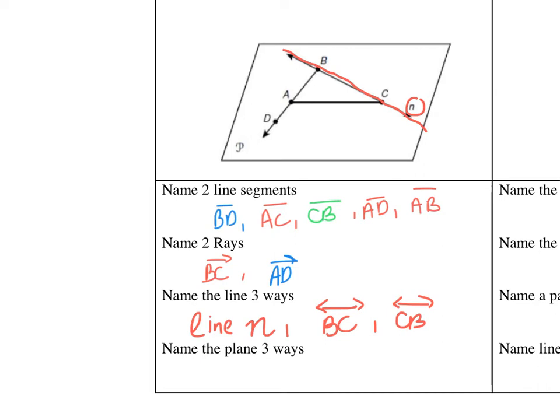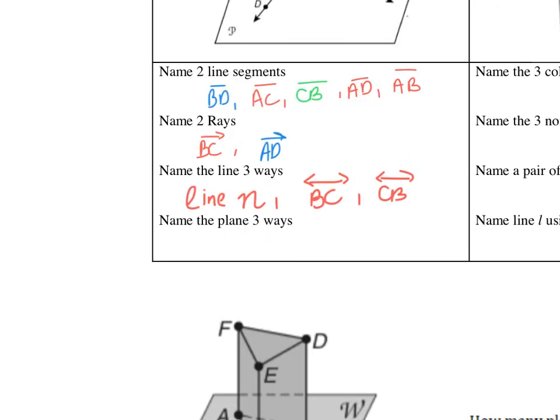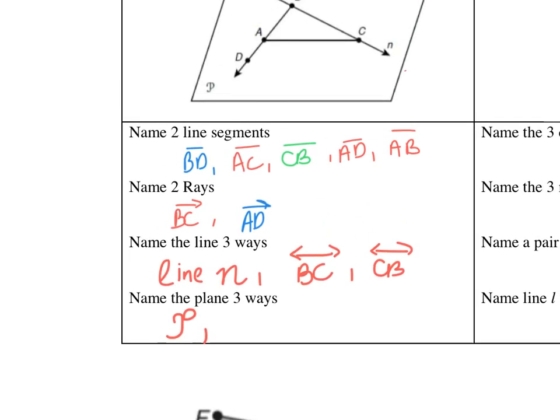The first way I'm going to name my plane is just by using plane P. So I'm going to use my fancy letter P, and I'm going to try to make my P look fancy. Yeah, that's pretty fancy. That's my plane P.